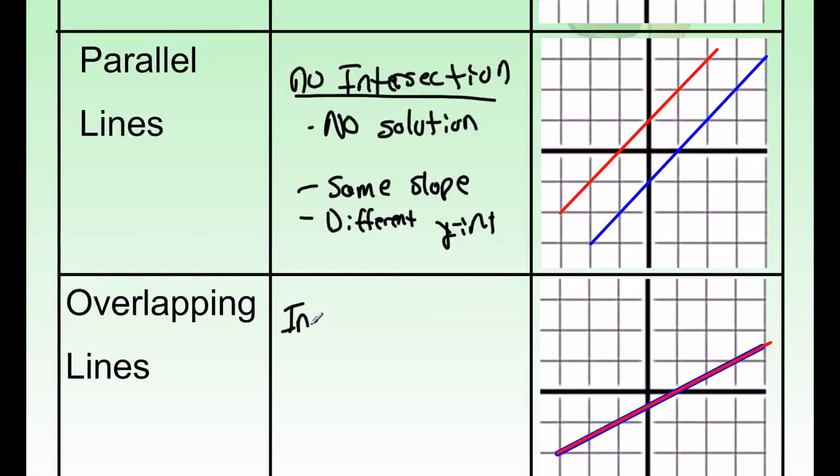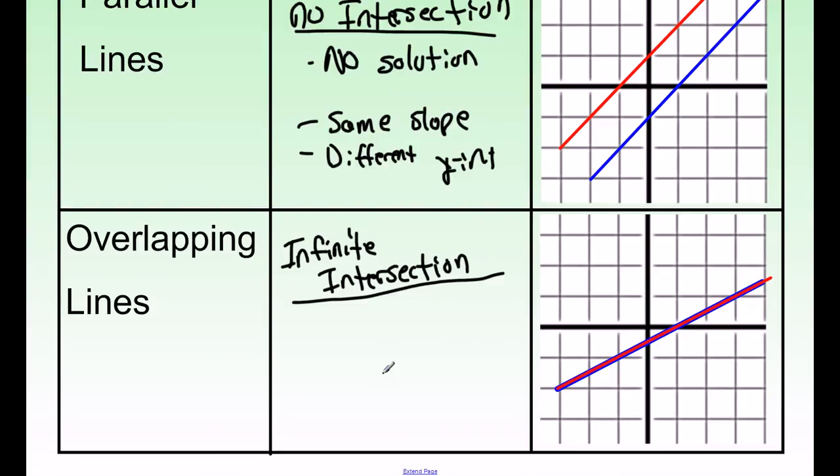So there's an infinite number of intersections. Every single point along the line, they are intersecting with each other. Because there's an infinite number of intersections, there's infinite solutions. So that's where you can tell. And how can you tell? By looking at a formula? Well, extra line.